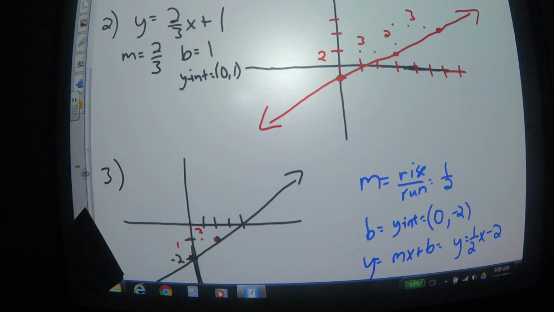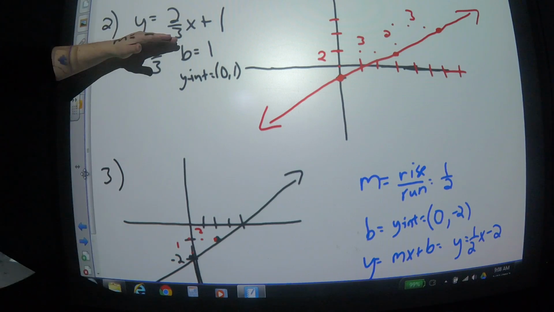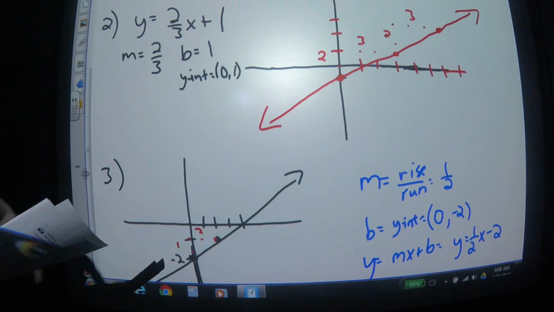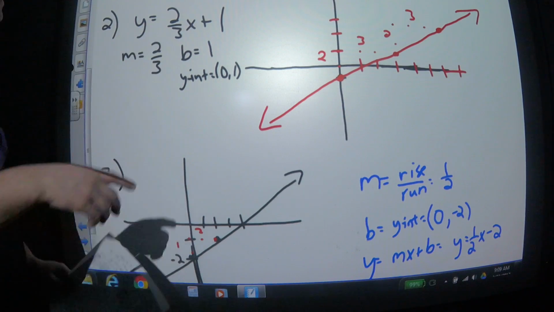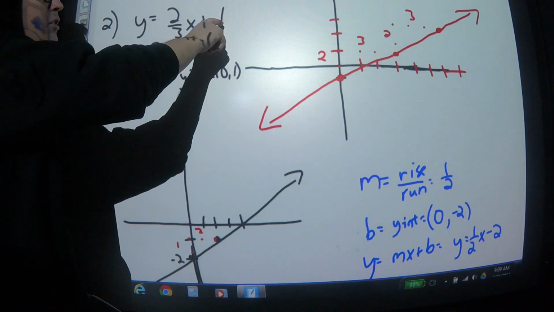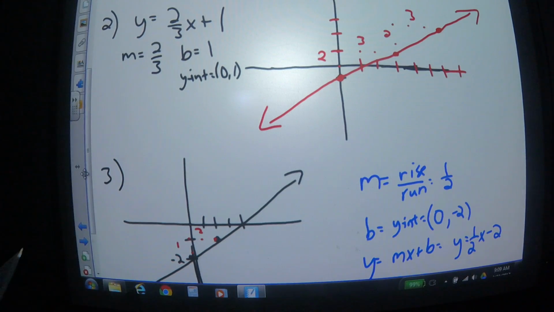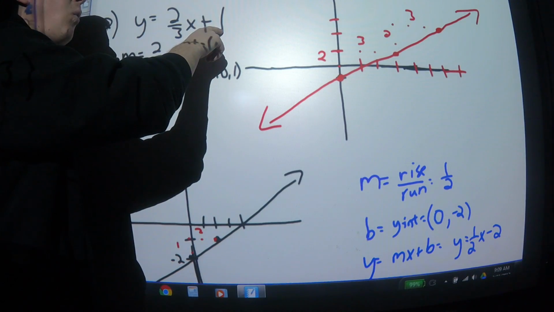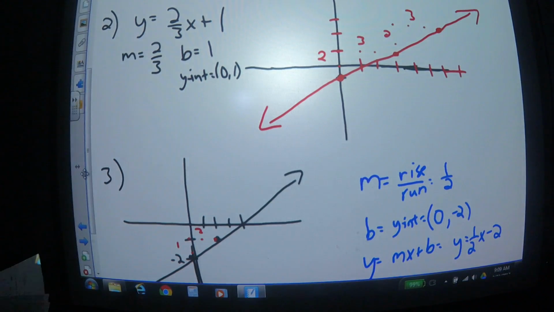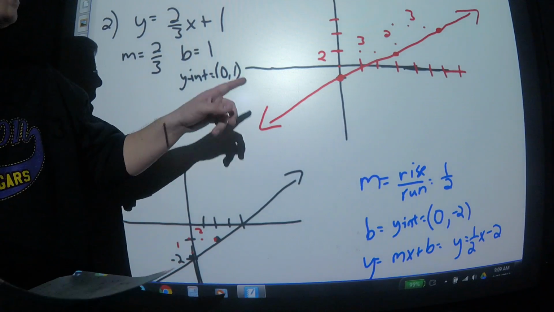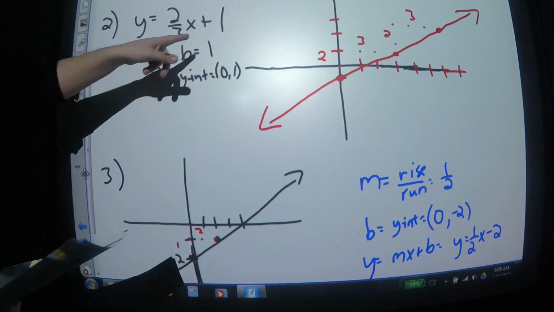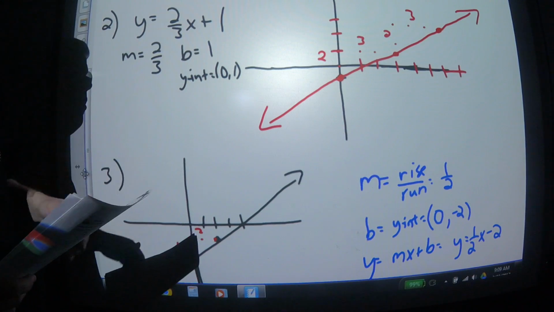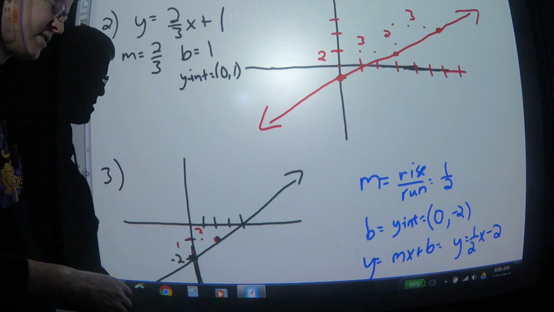On number 2, they give you the equation of the line in slope-intercept form. y equals 2/3 x plus 1. So this is the equation of the line. The m is your slope. The 1, or the b, is your y-intercept. So the y-intercept, if it's +1, then that must mean the point where it crosses the y-axis is also +1. Okay? So (0, 1) is going to be where it crosses the y-axis.